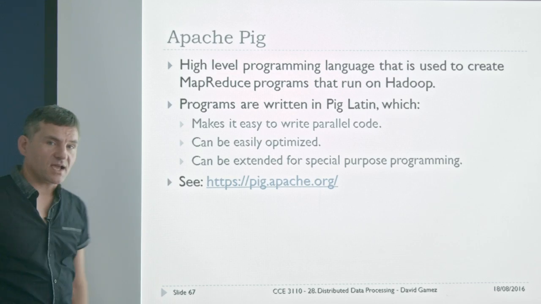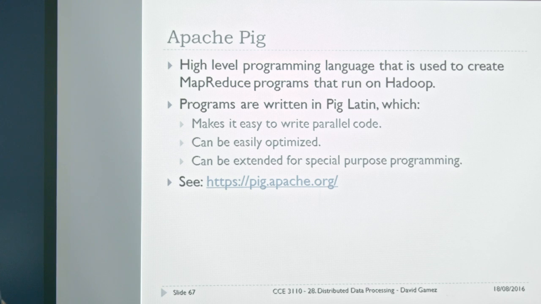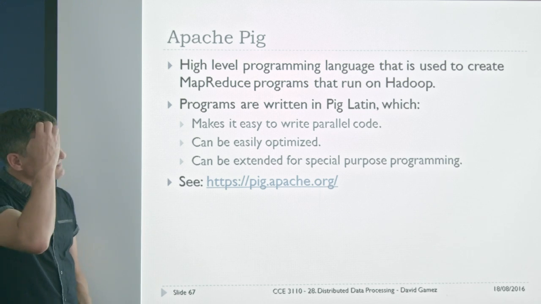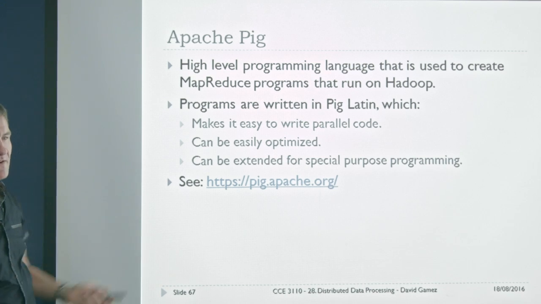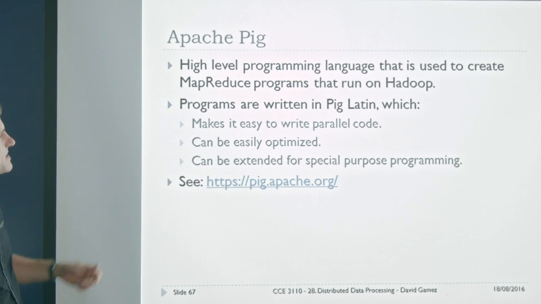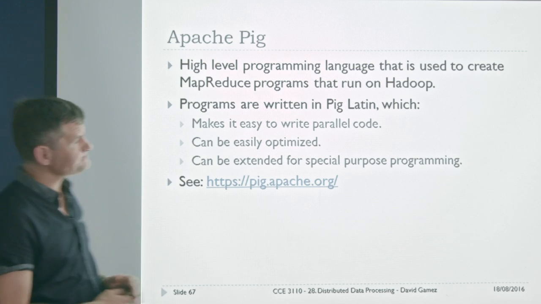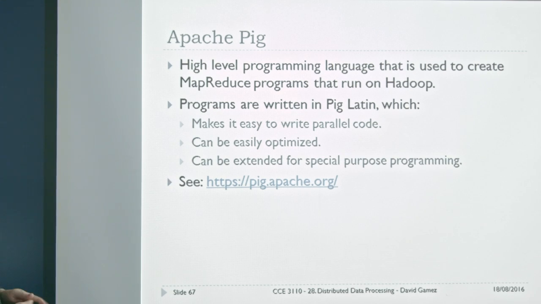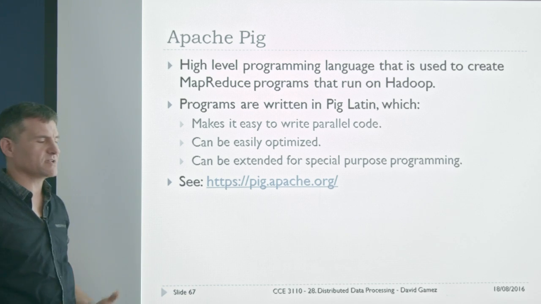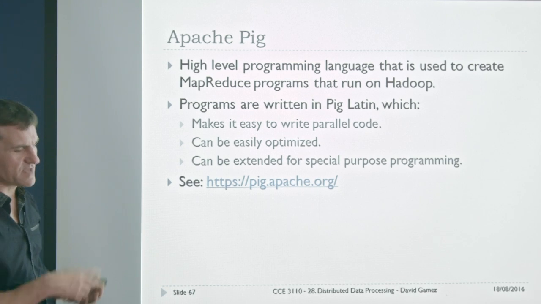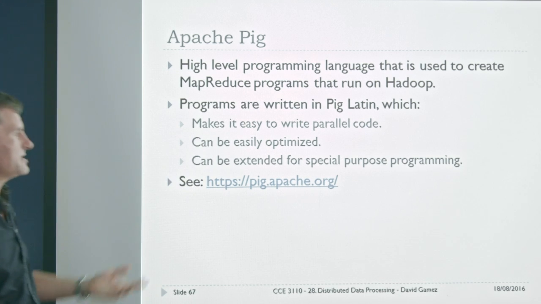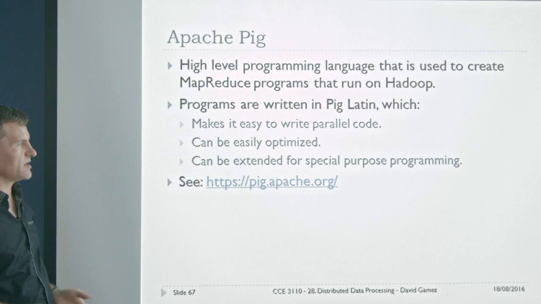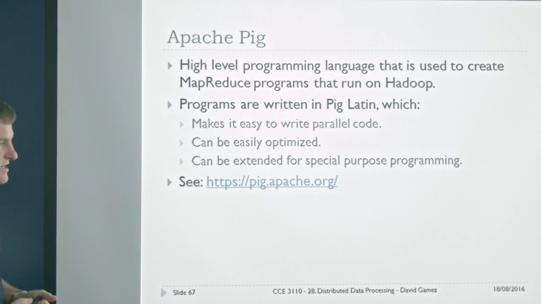So that's Hadoop. And then on top of Hadoop, we've got Pig, Apache Pig. I guess you must know about Apache, right? It's this big software foundation that manages these open source projects. Anyway, Apache Pig is a high-level programming language that's used to create MapReduce programs that run on Hadoop. It's a simple way of scripting Hadoop jobs without going down into too much of the messy details. You have this thing called Pig Latin, which makes it pretty easy to write parallel code, can be easily optimized, and you can extend it if you really need to.